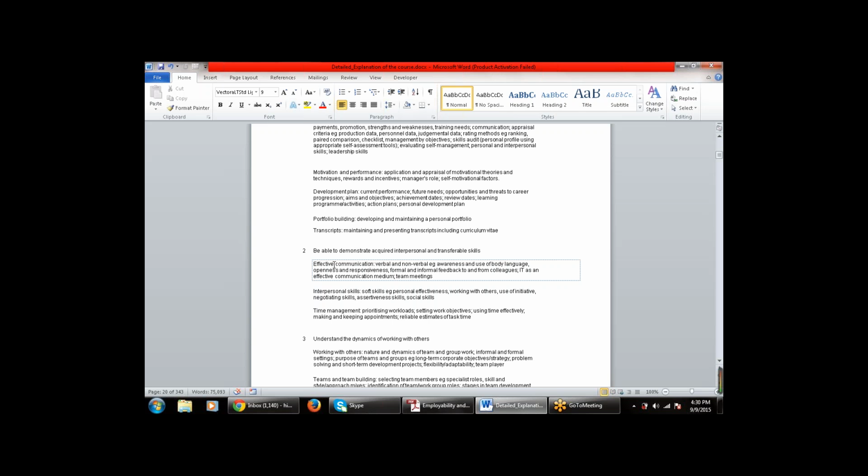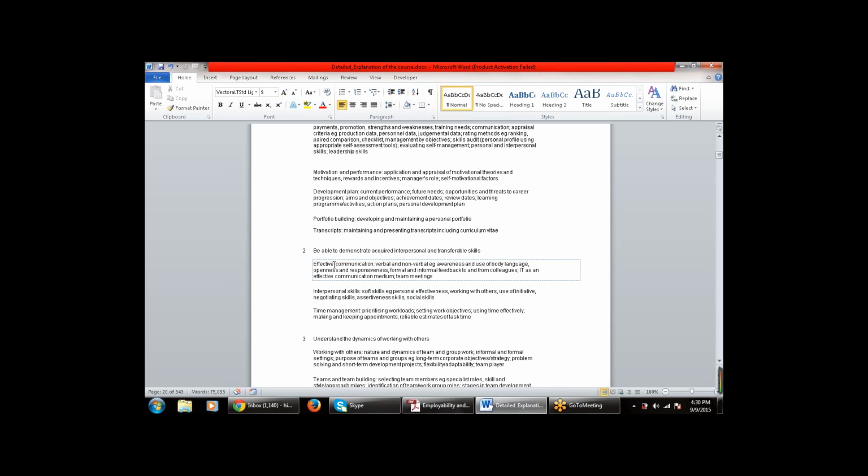That includes the soft skills, for example personal effectiveness, working with others, use of initiative, negotiating skills, that is, I'm going to negotiate in the market with the shopkeeper, or with the boss about the salary, anything. That is negotiating skills, assertiveness skills and social skills.